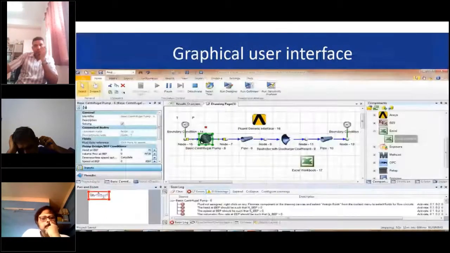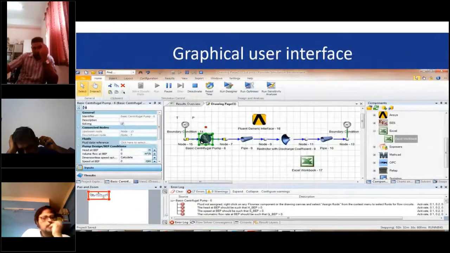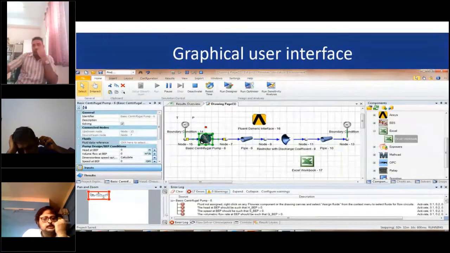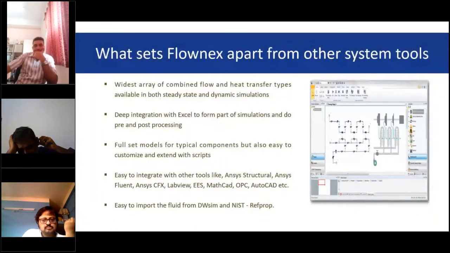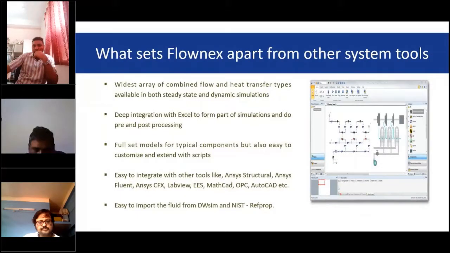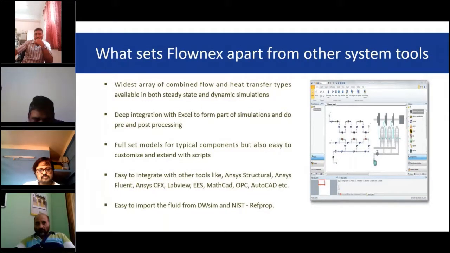This is the GUI, and after taking just two more minutes, we are going to start working on one particular problem. And what are the different things available in Flownex apart from the other tools? It has the widest combination available of flow and heat transfer components, which can work in both environments, steady state and dynamic simulations.